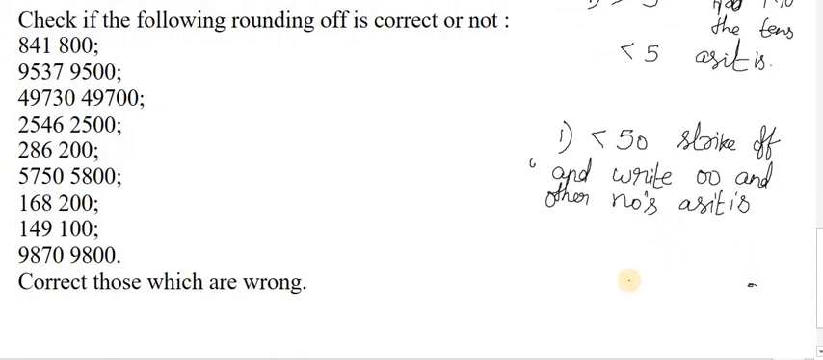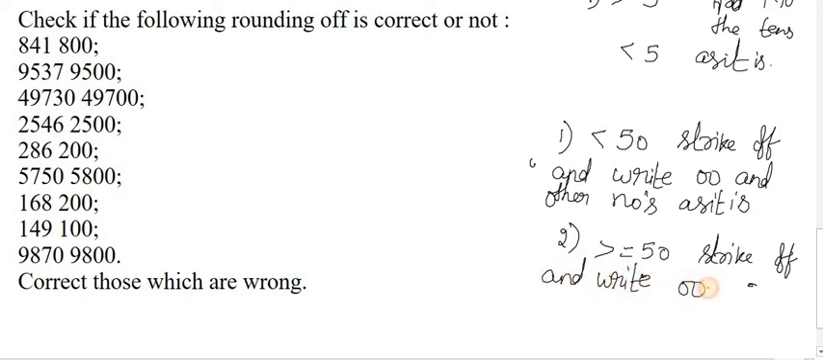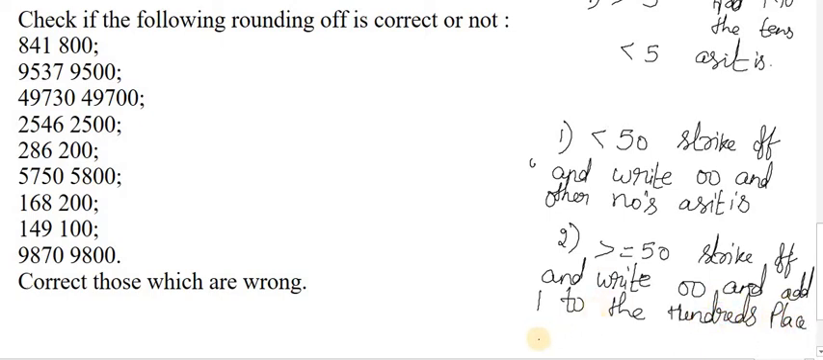Now if it is greater than or equal to 50, strike off and write 0, 0 and add 1 to the hundreds place, and other numbers, for example in case thousands and 10,000s are there, those numbers will be as they are. So these are the rules.